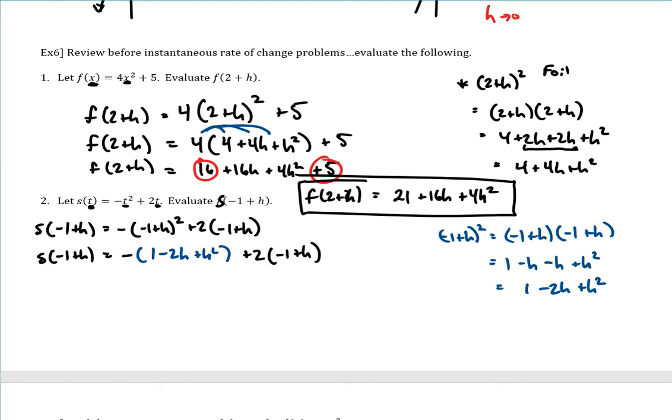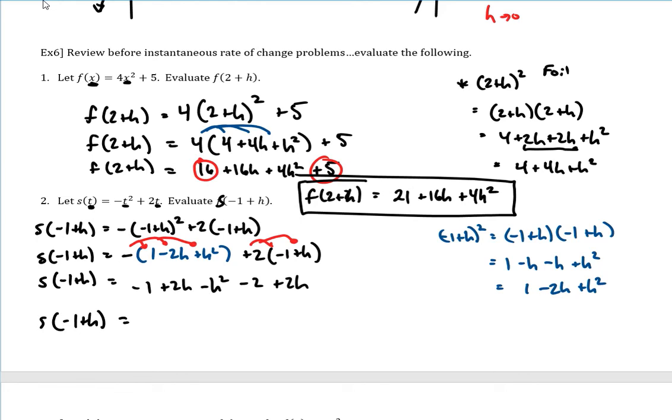So I kind of like doing the scratch work. You could keep it all in one line too if you want, but I think my room was going to get a little tight there if I did. All right, so now our next step would be to distribute. Let's show that in red. So this negative is going to change all these to their opposite signs, and then the positive 2 would multiply those by 2. So we have negative 1 plus 2h minus h squared, and then minus 2 plus 2h. Okay, so the 2 multiplied, and I think double check all the signs. Yep, it's looking good. And then now the very last step is to combine like terms.